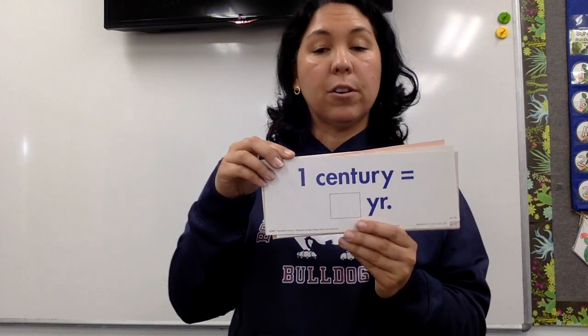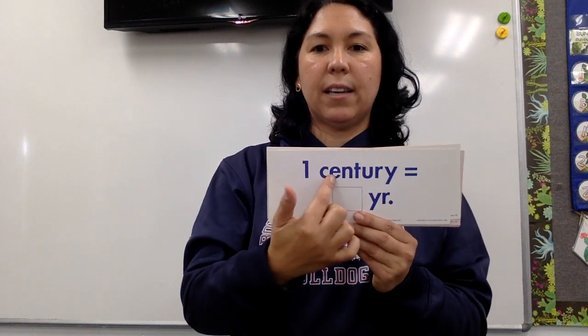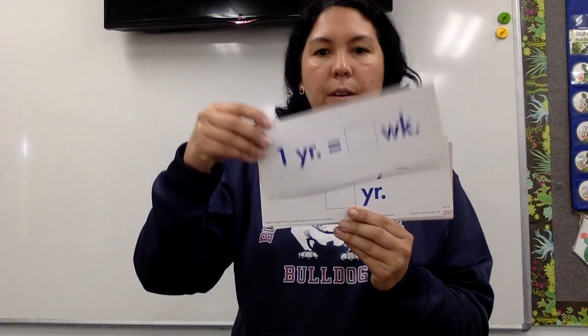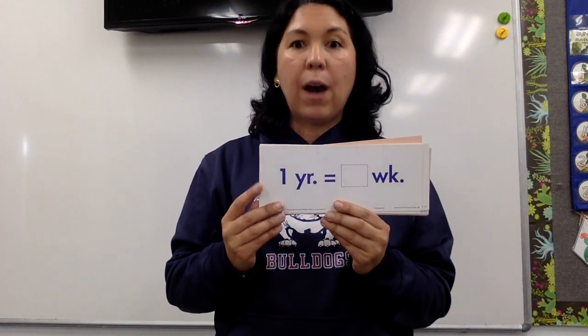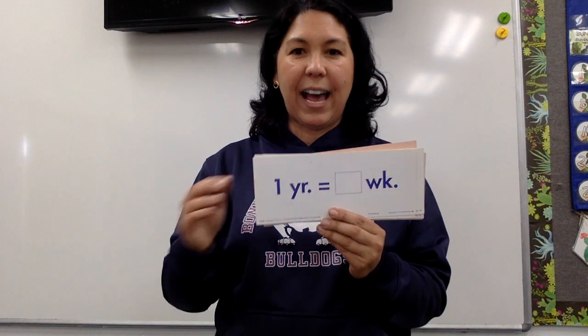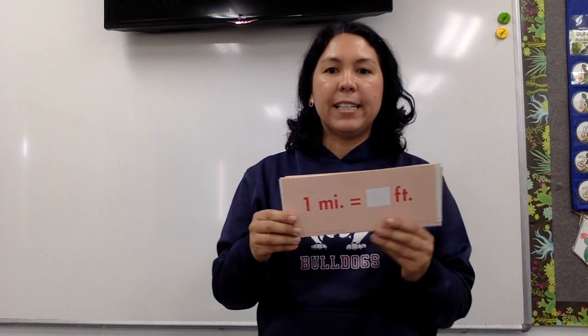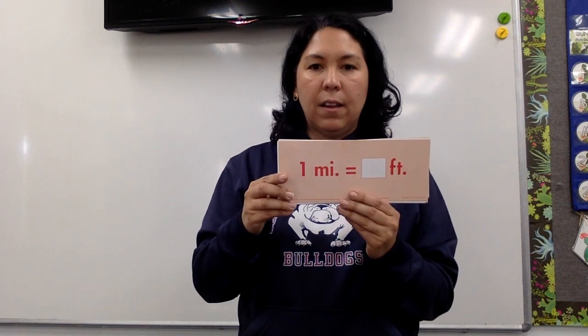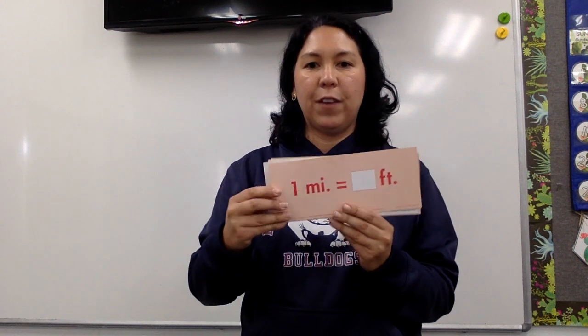How many years in a century? 100. Remember, cent means 100. How many weeks in a year? About 52. Remember, because it's not exact. Next one. How many feet in a mile? 5,280. Do you remember that big number? 5,280 feet in a mile.